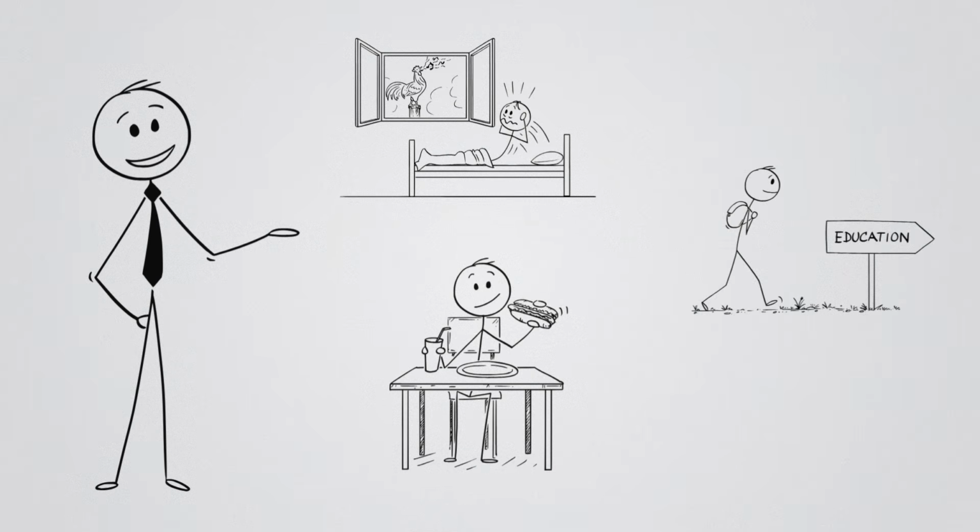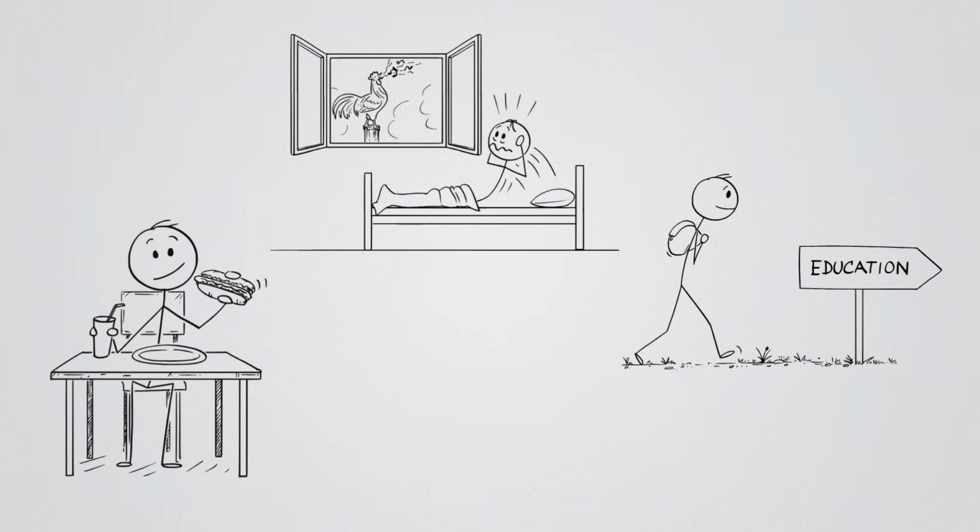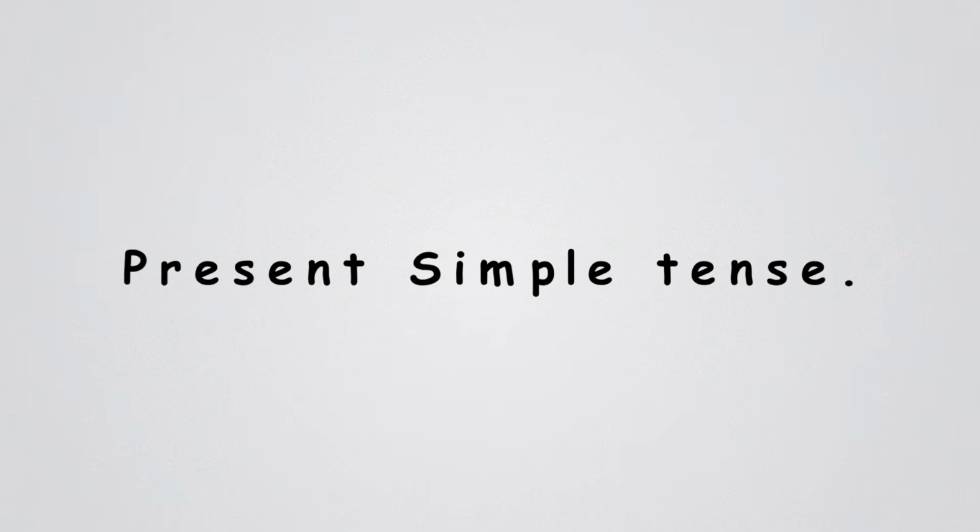Hi friends! Today I will tell you how to talk about your daily routine using easy English. First, let's learn one small rule. When we talk about things we do every day, we use the present simple tense.